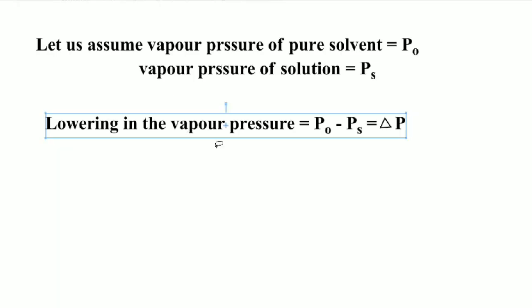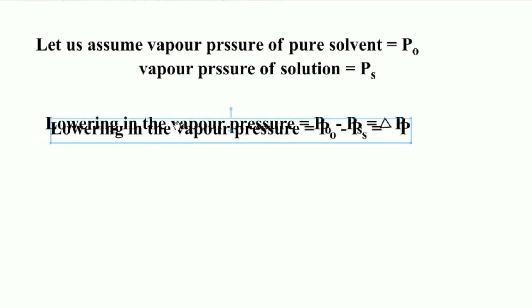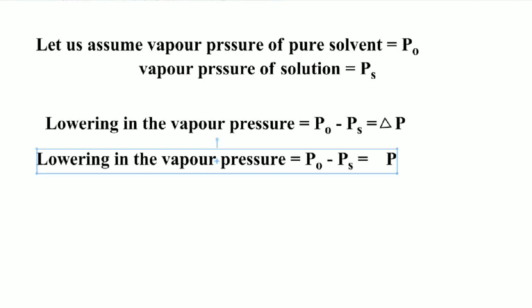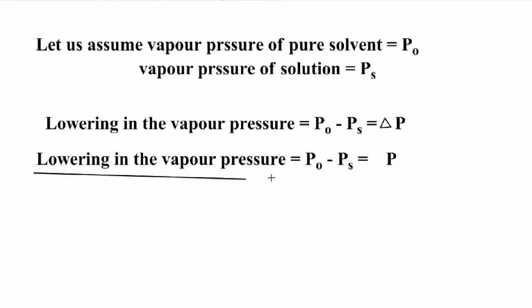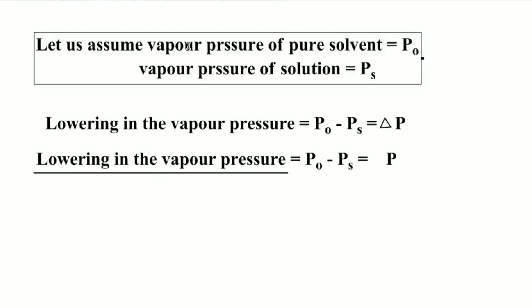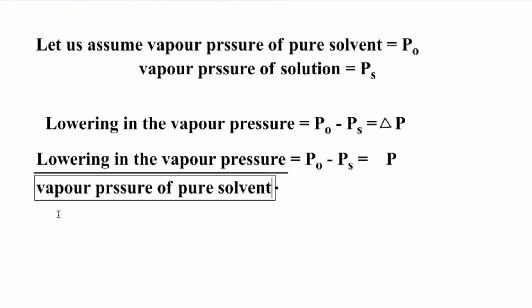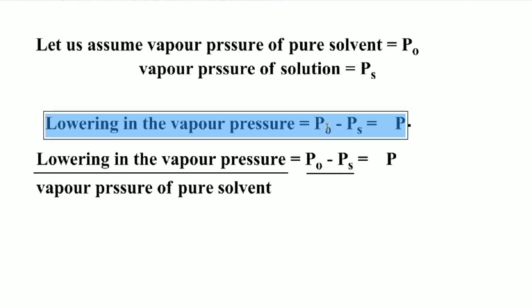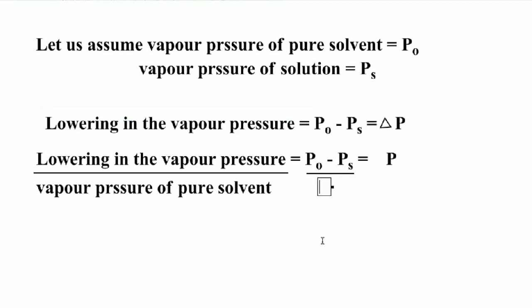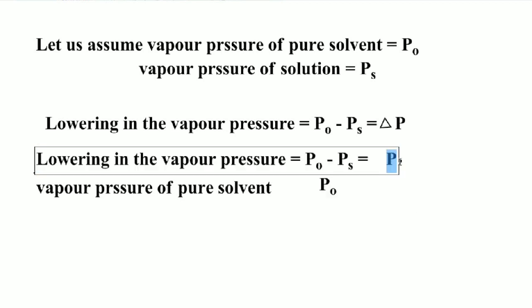Students, if this lowering in the vapor pressure is divided by the vapor pressure of the pure solvent, then it is known as the relative lowering in the vapor pressure. So (P naught minus Ps) by P naught is known as the relative lowering in the vapor pressure.